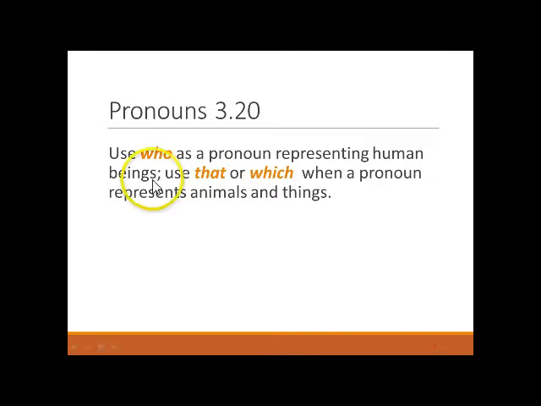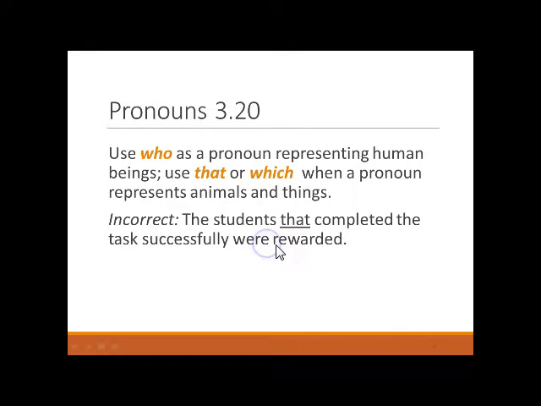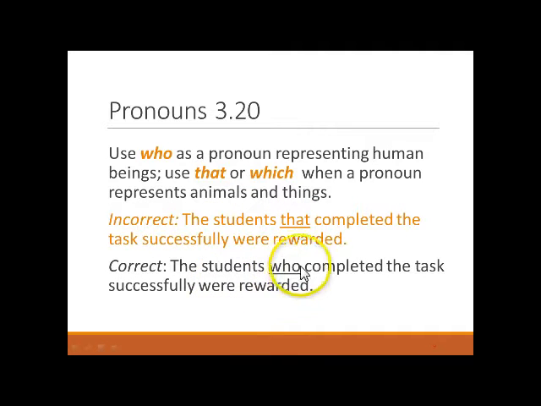Also, a common error, and APA specifies this in section 3.20, is that when you are using a pronoun to represent a human, you need to pair it with who. So a lot of times people want to say the students that, which is incorrect because students are human, and that means that that needs to be replaced with who in the sentence.